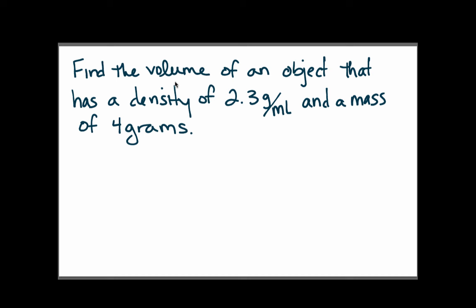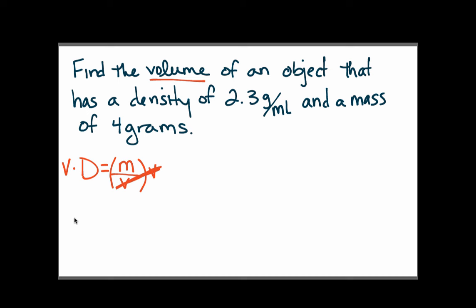Next question. Find the volume of an object that has a density of 2.3 grams per milliliter and a mass of 4 grams. So again, I'm going to start with my base equation, which is density equals mass divided by volume, but this time I want to solve for the denominator variable. Again, a lot of times people have a really hard time doing this, so I'm going to manipulate the equation so that it'll make it a little bit easier to solve for volume. I'm going to do the exact same thing I just did on the last step. I'm going to multiply both sides by volume because I don't like having anything in the denominator. So these volumes cancel out over here.